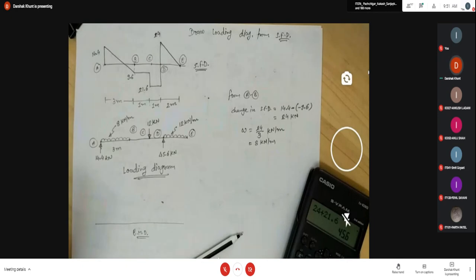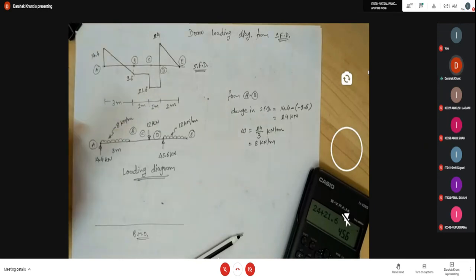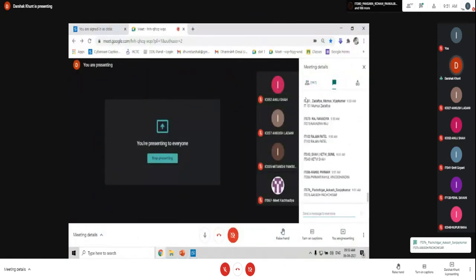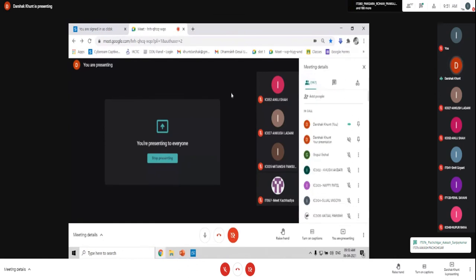So for overhang beam, you have to draw the shear force and bending moment diagram in this way. You can also do the reverse process from shear force to loading, and then after loading to bending moment. So today we have stopped here. From the next lecture, we will consider the new topics.